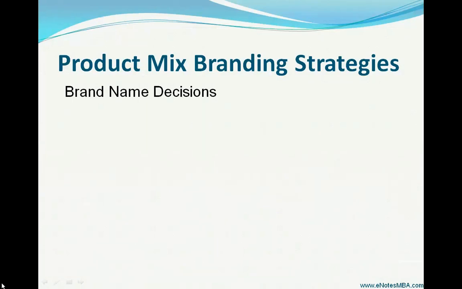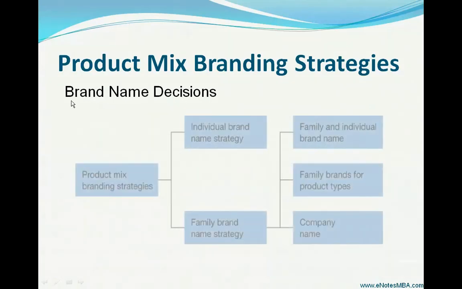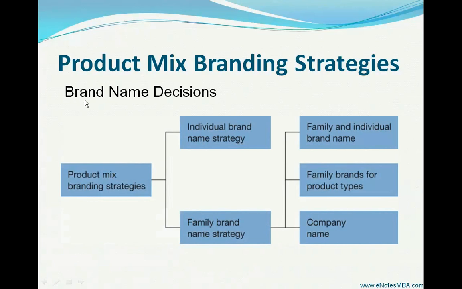Product mix branding strategies. First is brand name decisions. To select brand name, any of the following four strategies can be followed. First is individual brand name strategy. In this strategy, company uses different names for its offerings in different or same product categories. For example, HUL's Lux or Dove.